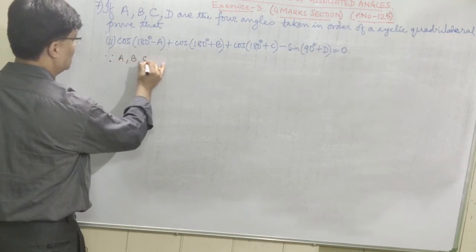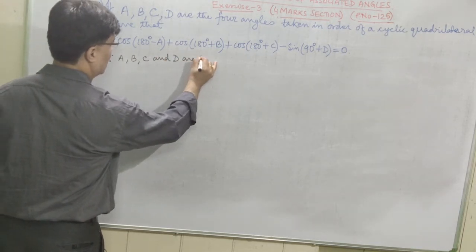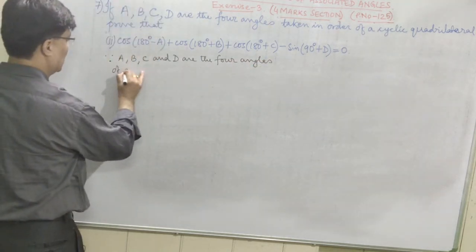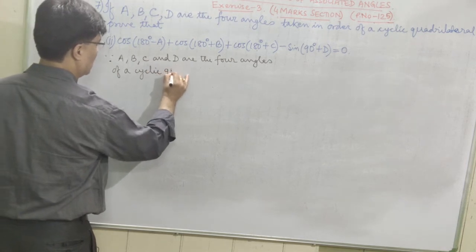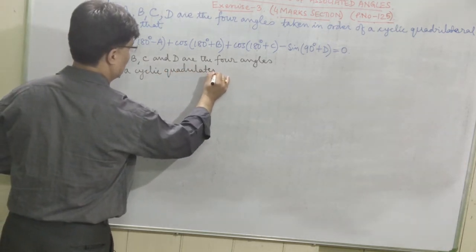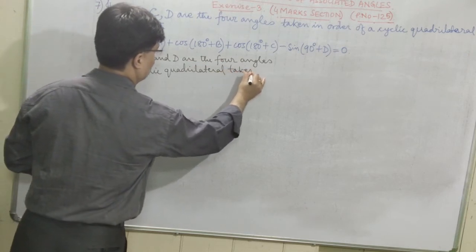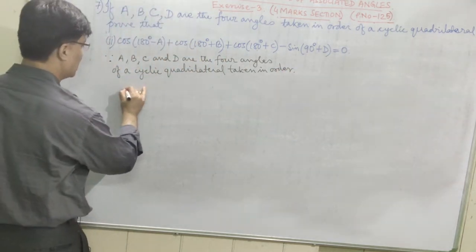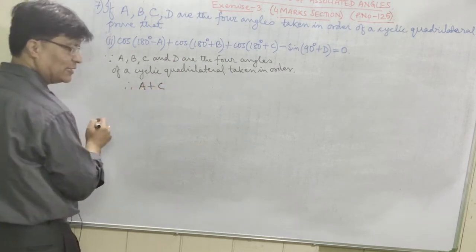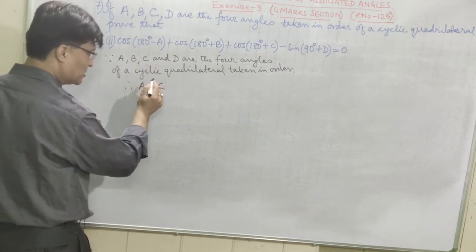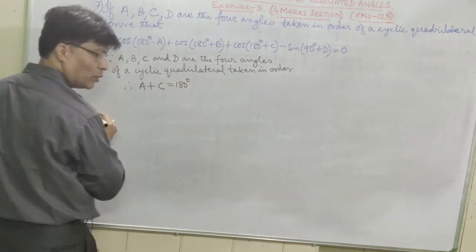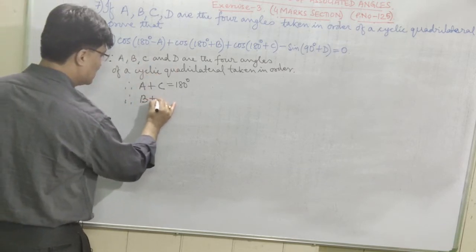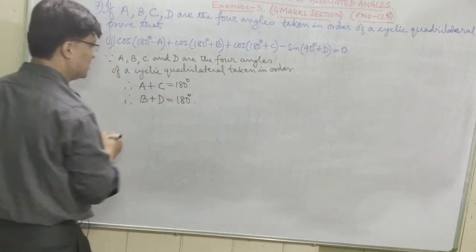Since A, B, C and D are the four angles of a cyclic quadrilateral taken in order, we can write sum of the opposite angles. That is, the opposite angle of A will be C. Their sum is equal to what? 180 degree. Again, what is the opposite angle of B? It is D. What is their summation? That is B plus D is equal to 180 degree.